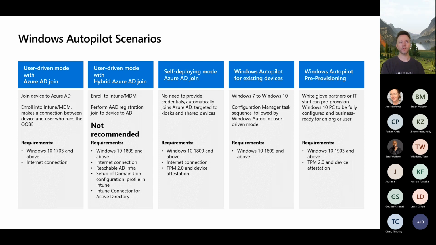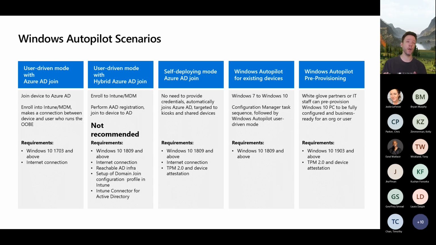The middle option here, self-deploying mode for Azure AD Join, this is really designed more so for kiosks and shared device scenarios. So if you've got lab machines, which in education, we all have lab machines, whether you're K-12 or higher ed, this is a great option for those machines. There aren't any user credentials that are provided. So effectively what happens here is you take a device brand new out of the box, you plug it into Ethernet. It could go on wireless too, but generally speaking, if it's a lab machine, it's probably got Ethernet.